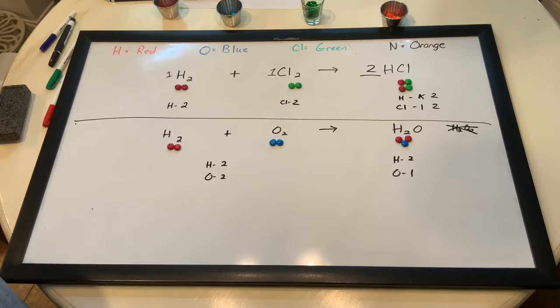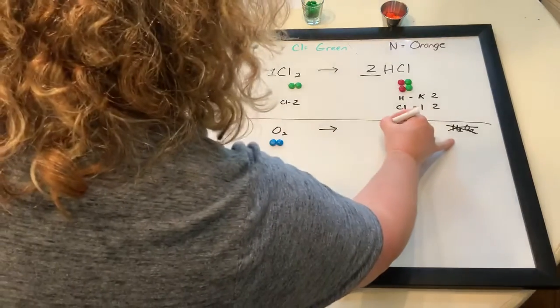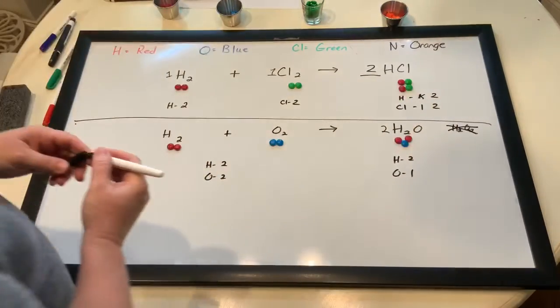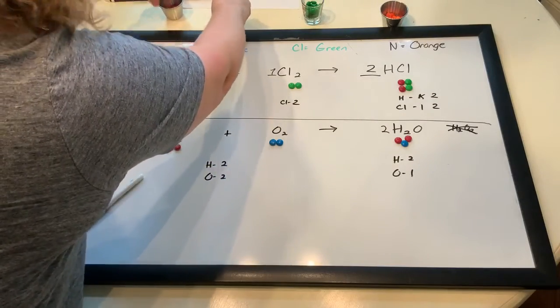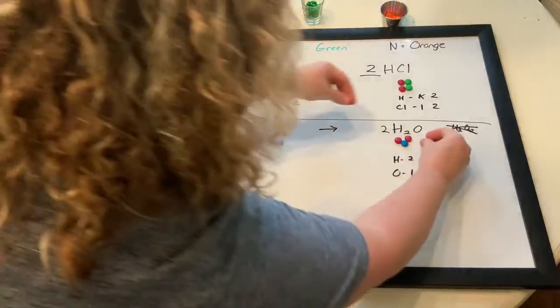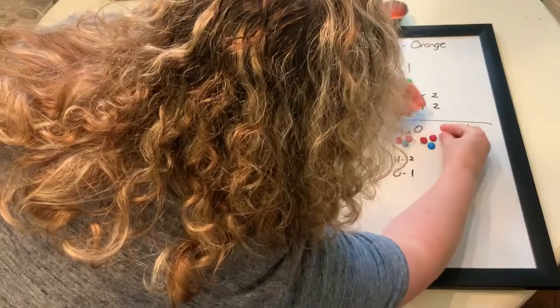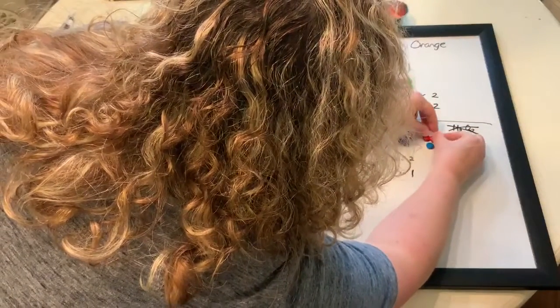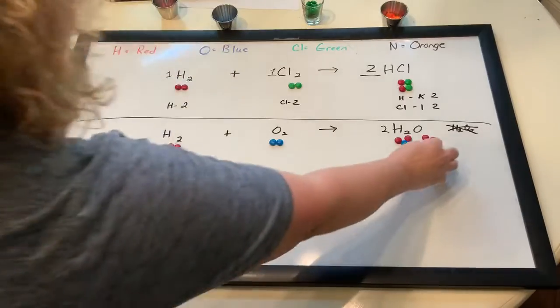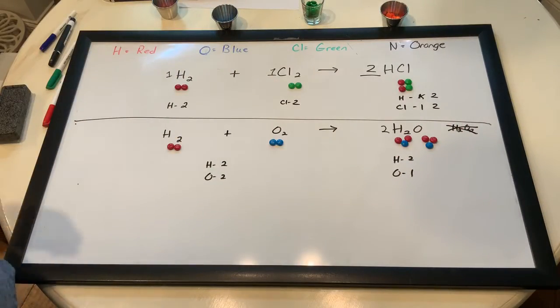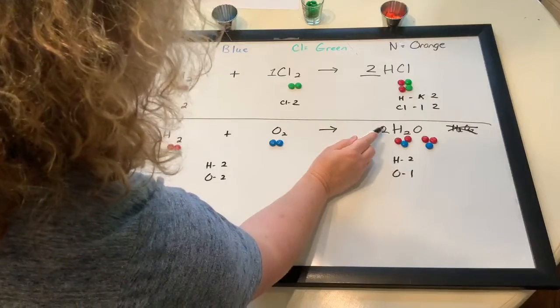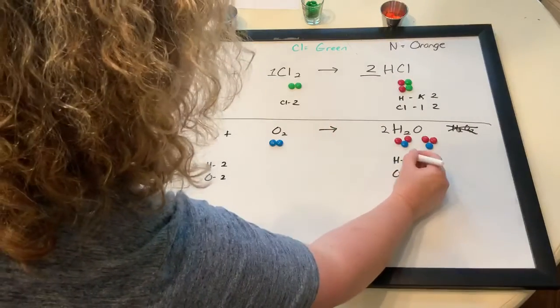So what do I really need to do? I need to add a 2 here. So if I'm going to add a 2 here, let's add another one of these. So blue is my oxygen, red is my hydrogen. Now, what have I changed everything over here? So now I can just multiply my coefficient by my subscript.